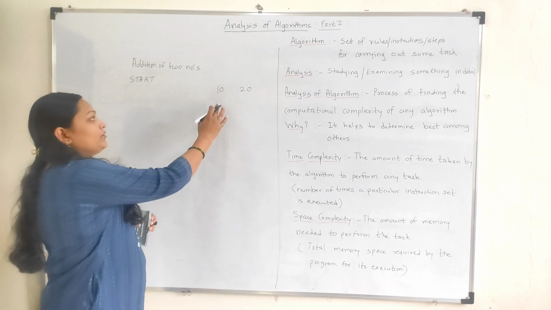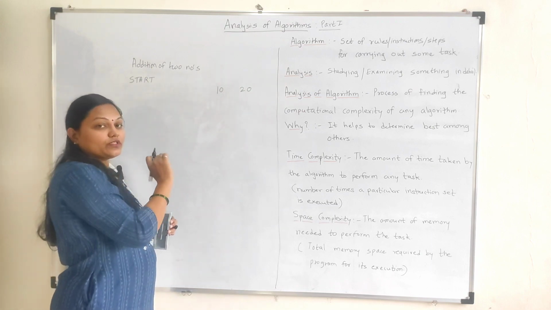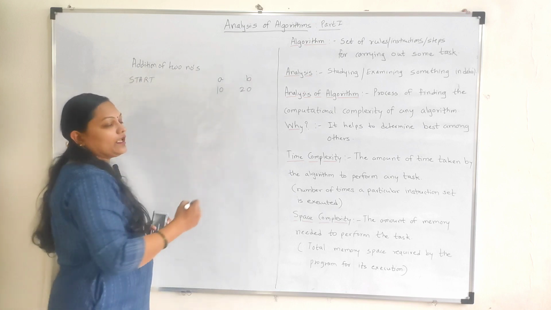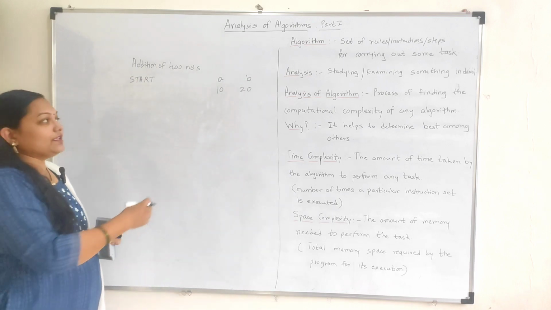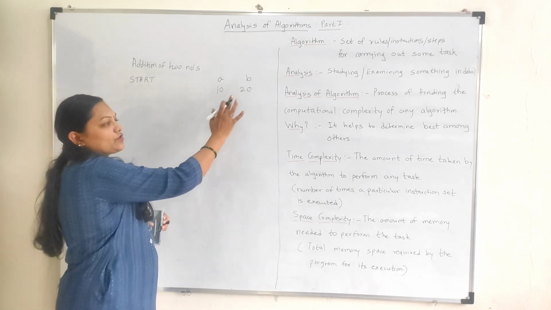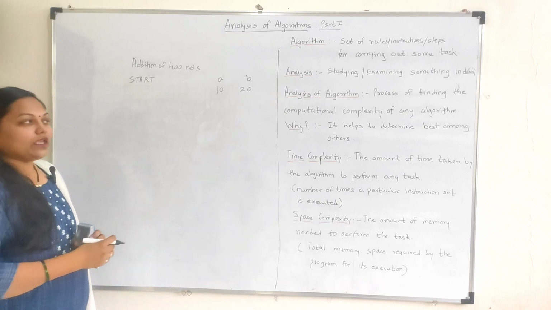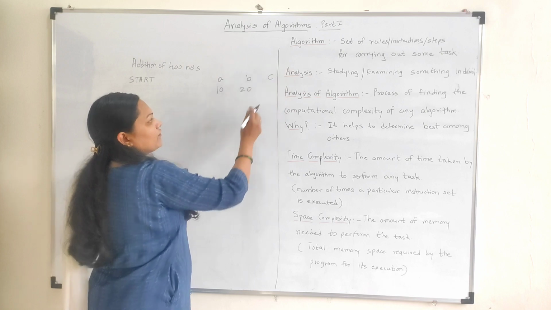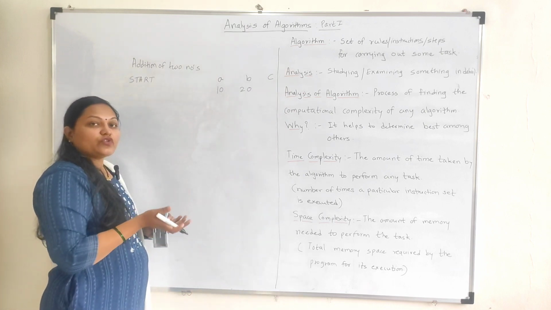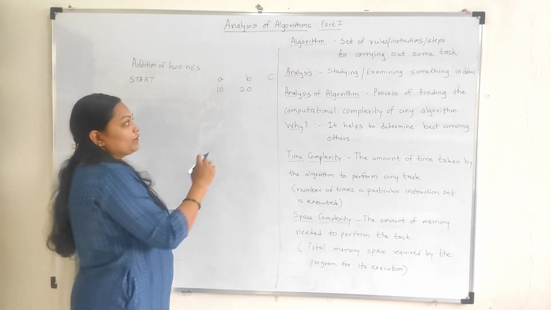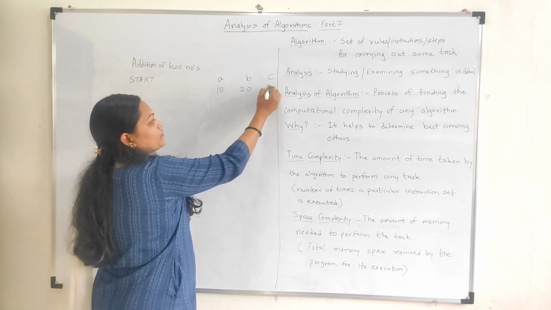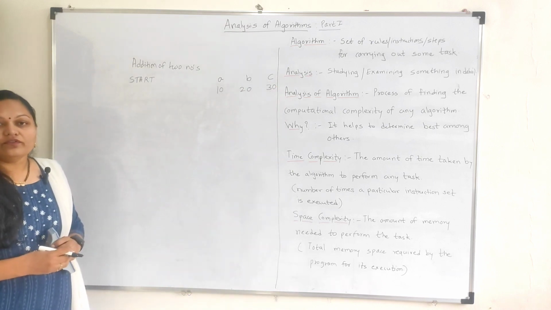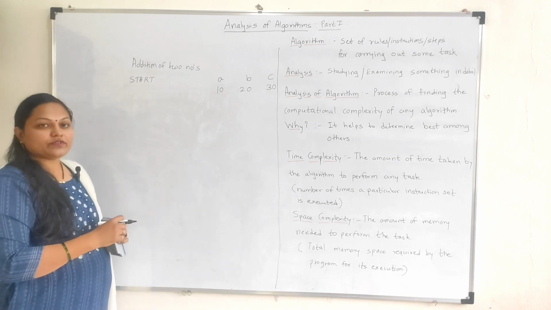But while programming you require some variables to store these numbers. Suppose those variables are A and B. These are the variables where we are storing these values. And after performing addition of these two, we require another variable to store the addition of these two. So the addition of these two is 30. So in C we are storing the addition of these two variables.